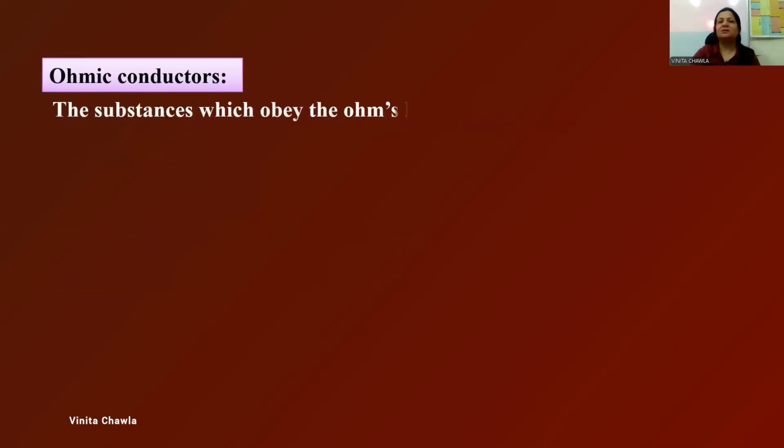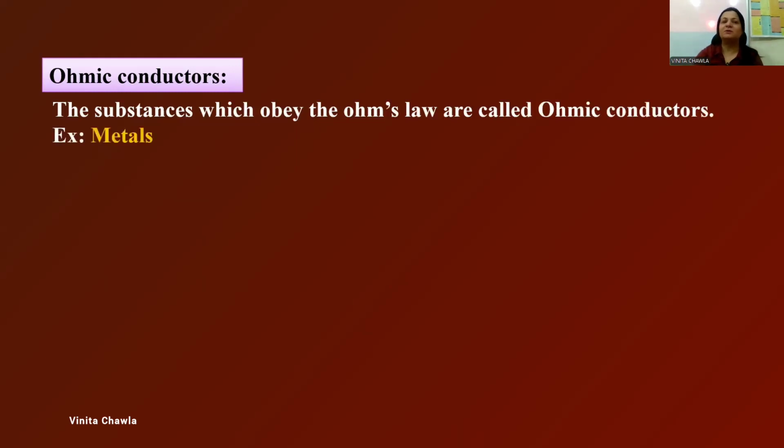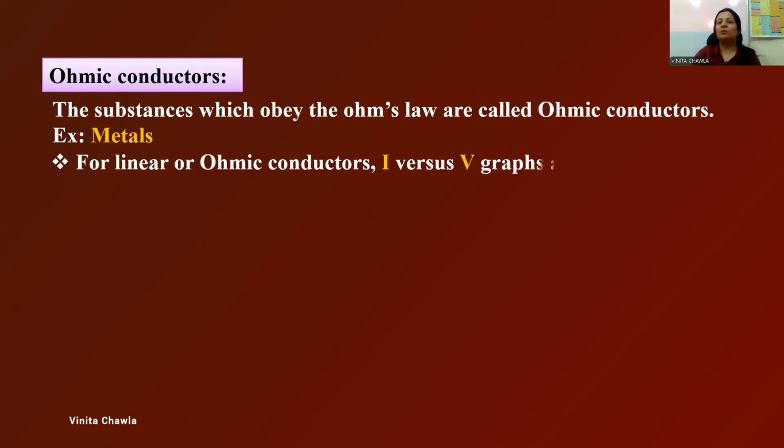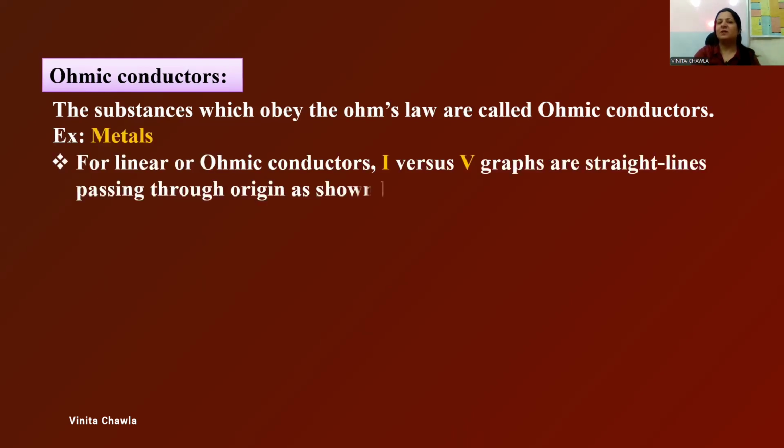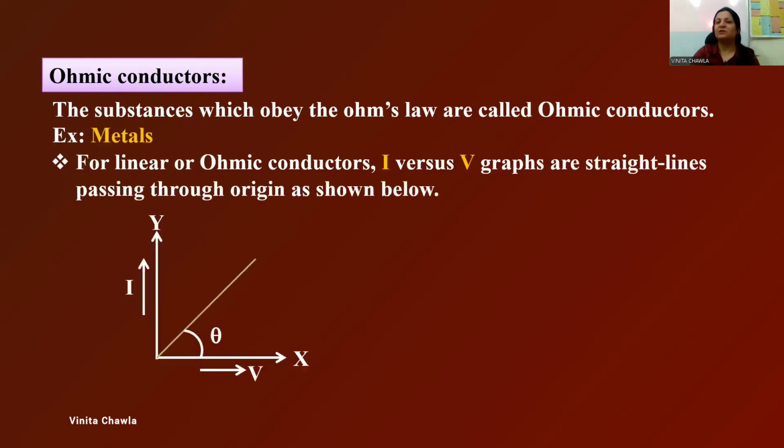Ohmic conductors are the substances which obey Ohm's law. This we have discussed. Examples are metals. For linear or ohmic conductors, I versus V graphs are straight lines passing through the origin as shown below. If we have an ohmic conductor, we get a straight line, and this straight line passes through the origin. If potential difference V is 0, then I is 0.